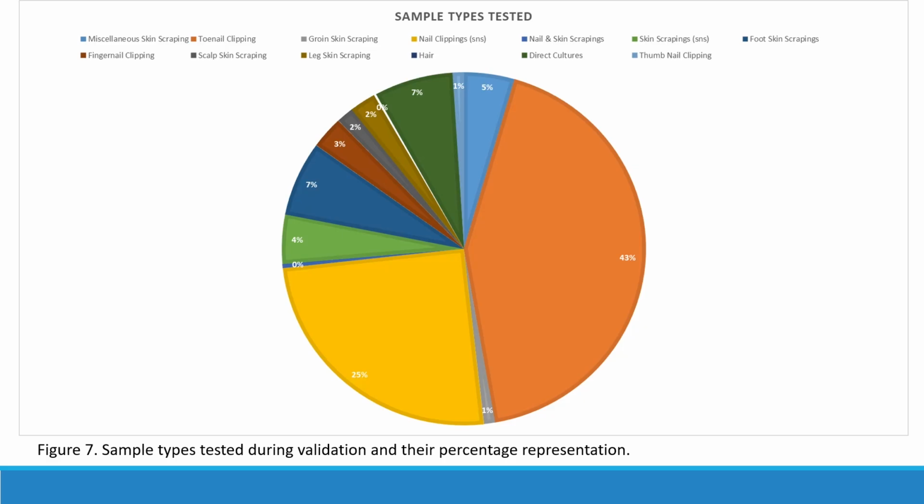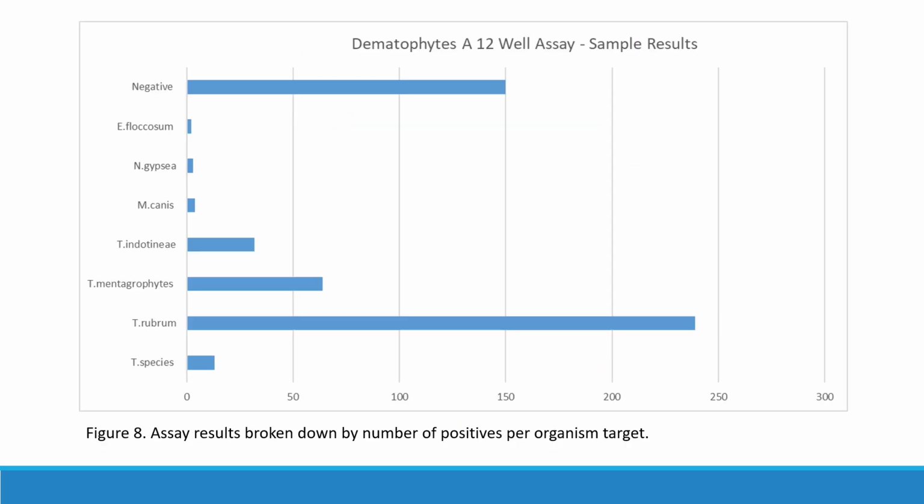So, what did we find when we ran this new Dermatophytes A 12-well assay? Roughly 245 of the samples were positive for Trichophyton rubrum. This generally isn't very surprising, given that the most common dermatophyte that causes infections in humans across the globe is Trichophyton rubrum. We had 150 negative samples, followed by roughly just over 70 samples being positive for Trichophyton mentagrophytes. We also had 33 samples positive for Trichophyton indotineae, which was a great result. And then we had smaller numbers of positives for the other gene targets.